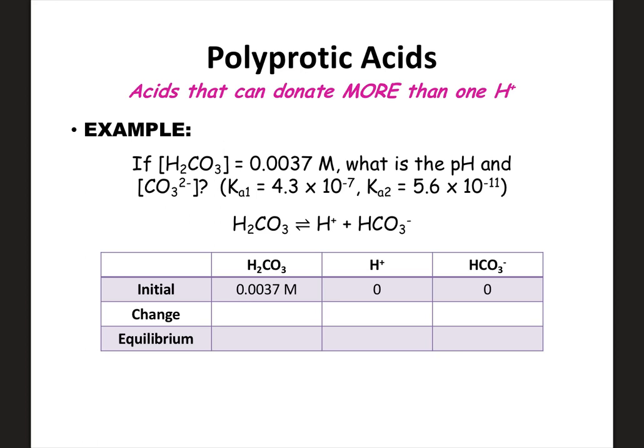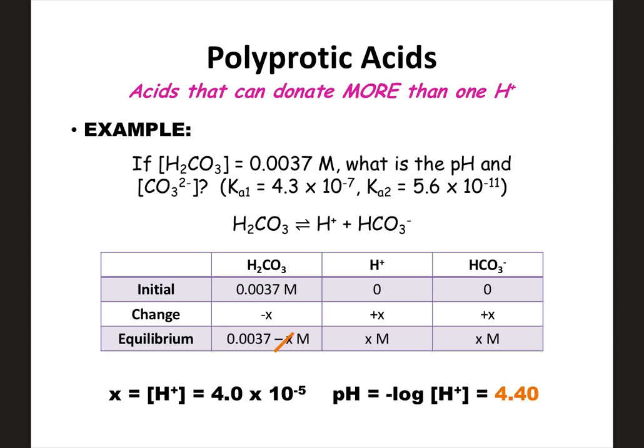So they're going to be positive. Because of the 1-to-1 ratio, we have negative X for the reactant here. It's being used up. And both of the products here, both of the ions, are positive X. So now we can take our initial and our change here to plug in our equilibrium values in terms of X. So I write the equilibrium values for each of these substances.